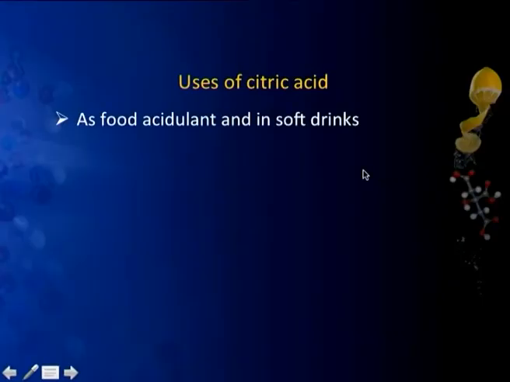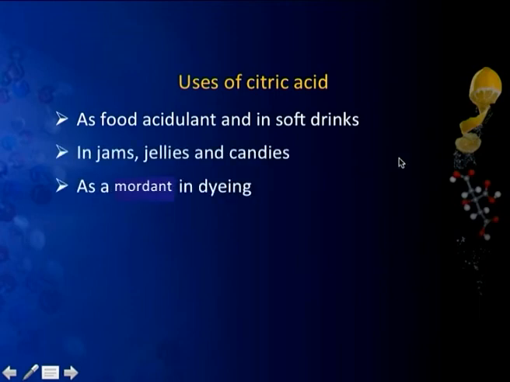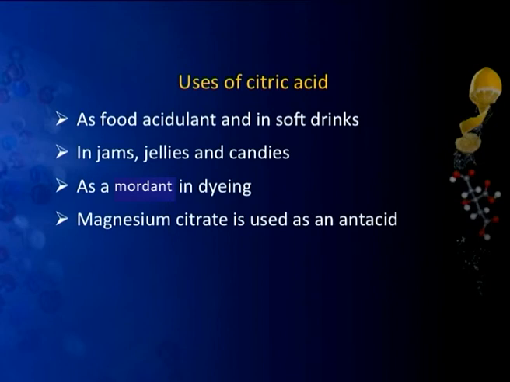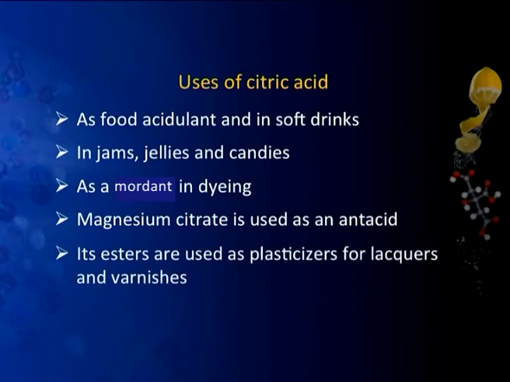It is used as a food acidulant and in many soft drinks. It is used in jams, jellies, candies, and as a mordant in dyeing. Magnesium citrate is used as an antacid. Then its esters are used as plasticizers for lacquers and varnishes.